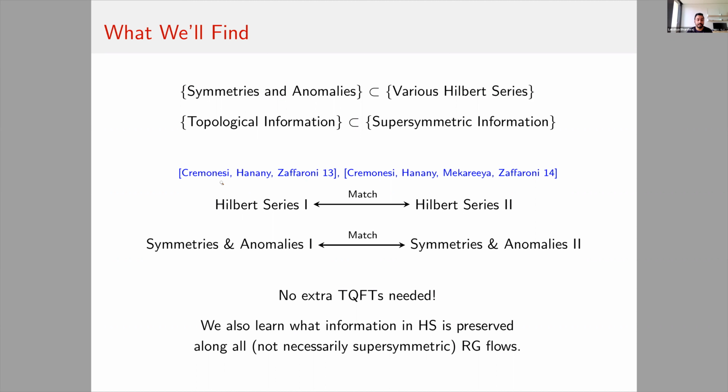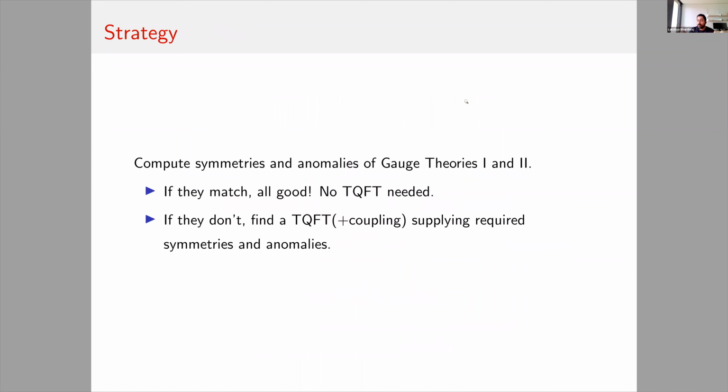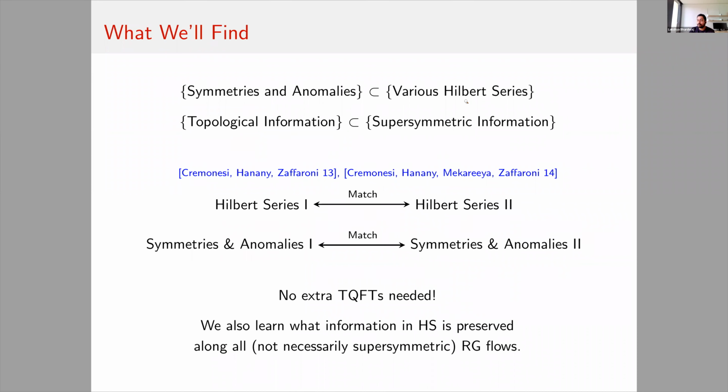So if this statement is true, that symmetries and anomalies are contained within the Hilbert series, we are guaranteed that the symmetries and anomalies of the two theories are going to match. And going by the previous slide, it means that no extra TQFTs are needed to make mirror symmetry work. Now you can view it as another check, a discrete check for mirror symmetry, or you could see it as something boring. That's up to you.